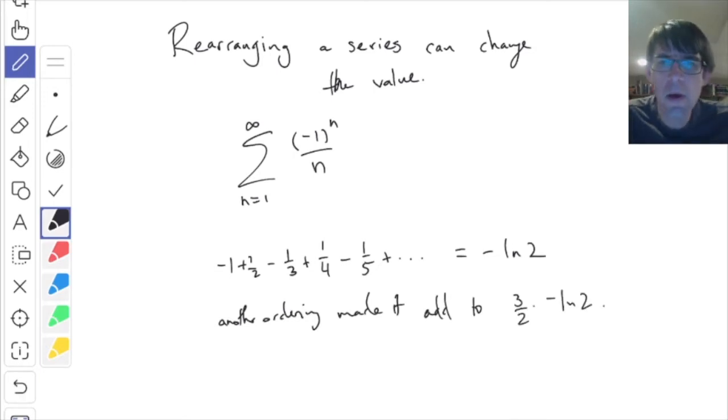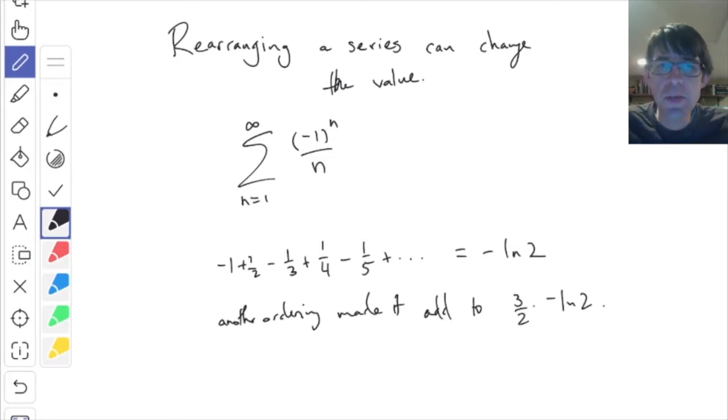All right. I don't want to go through the details of that again, but it is a true fact and a very strange fact in my opinion. This is actually one of my favorite theorems from elementary real analysis: sometimes if you rearrange the terms of a series, you can get a different answer.